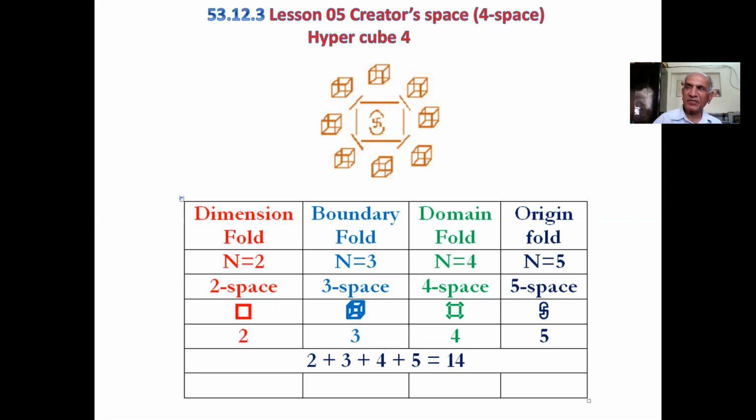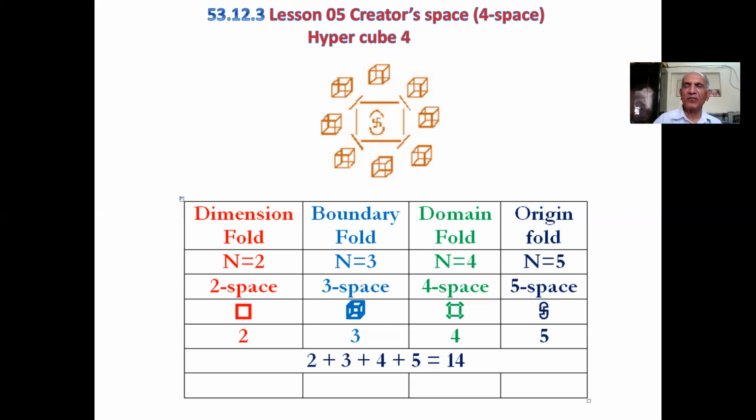Square is the representative body of a two space. Number value 2, as such, is the number value format for spatial dimension. The second column is depicting boundary fold. N is equal to 3, 3 space, cube, solids, number value 3, as the features of the boundary fold.